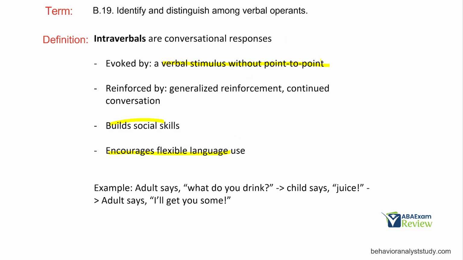Now, notice how we don't say formal similarity, because the key here is no point to point. It's a conversation. We are responding. So adult says, "What do you drink?" It's evoked by the verbal stimulus. This is our verbal SD. Child says juice. Adult says, "I'll get you some." If the adult would have said, "What do you drink?" and the child said, "What do you drink?" that's an echoic. Remember, we're looking for that point to point.